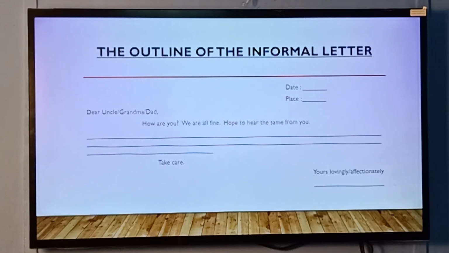Then the 3 lines we have are for the body of the letter. You can write it in a very casual tone. Then finally, take care and yours lovingly or yours affectionately, and you can mention your name if it is given in the question or write XXX.